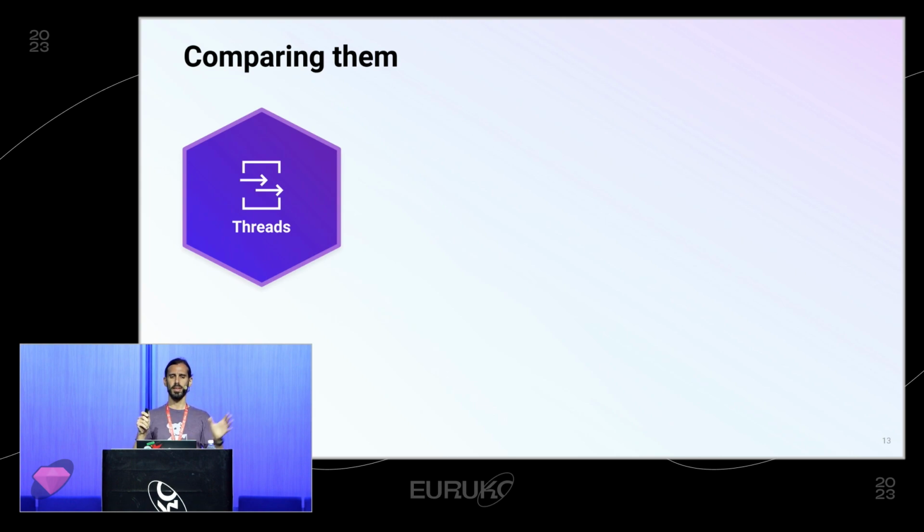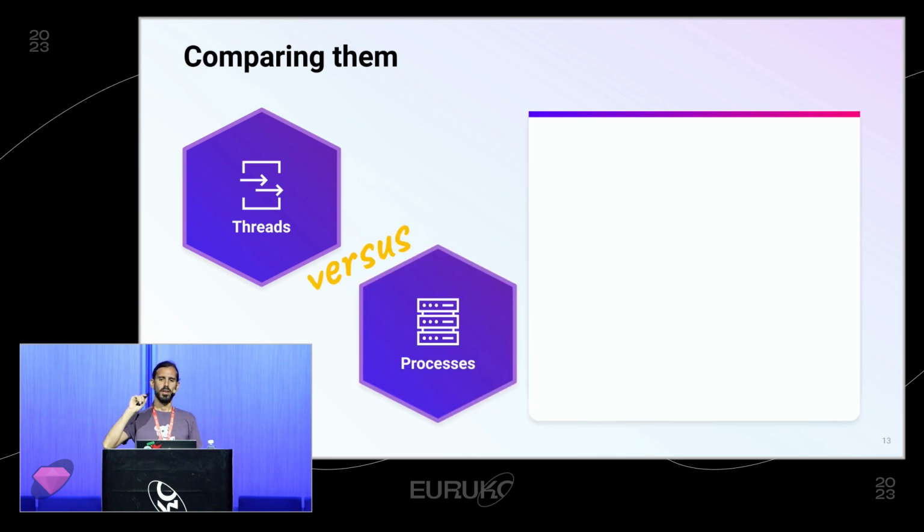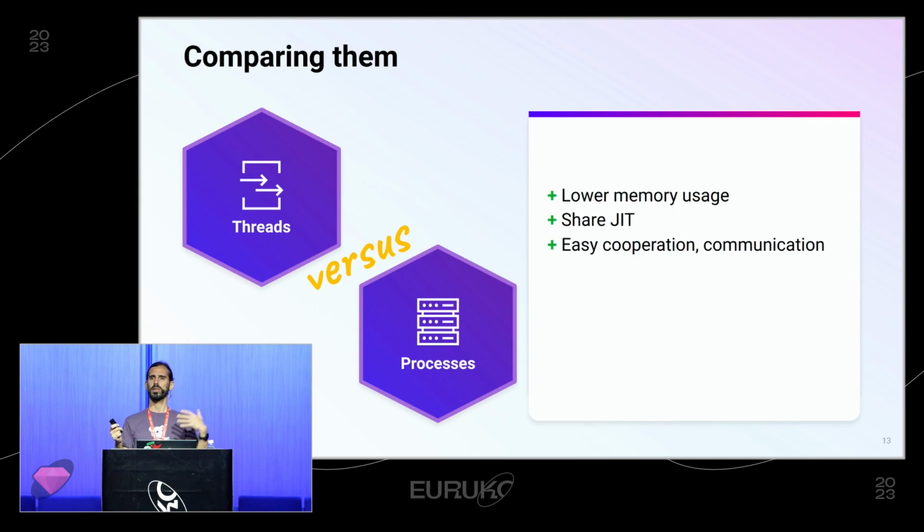So let's compare them a bit. And in this talk, I'm mostly focusing on threads. So let me compare threads to some of the others. So threads versus processes. Threads usually provide you with lower memory usage because they share the same set of memory. It means that you don't have to duplicate stuff in memory. So when you have multiple processes, you often end up duplicating memory. Or even, for instance, YJIT will compile stuff. And so often, if you have multiple processes, YJIT will have to be inside those processes and compiling stuff again. Whereas with threads, you can share stuff. And so you get easy communication, easy cooperation, etc.